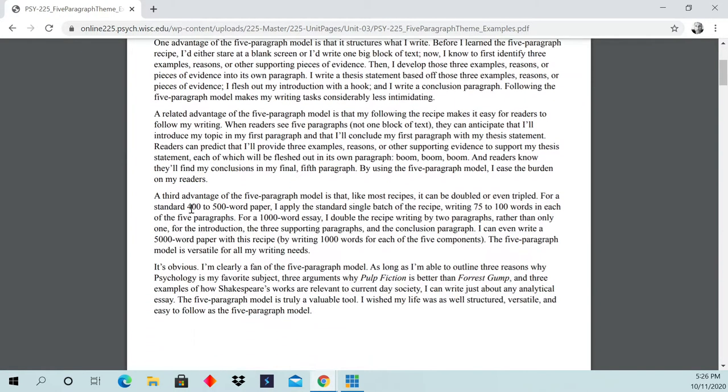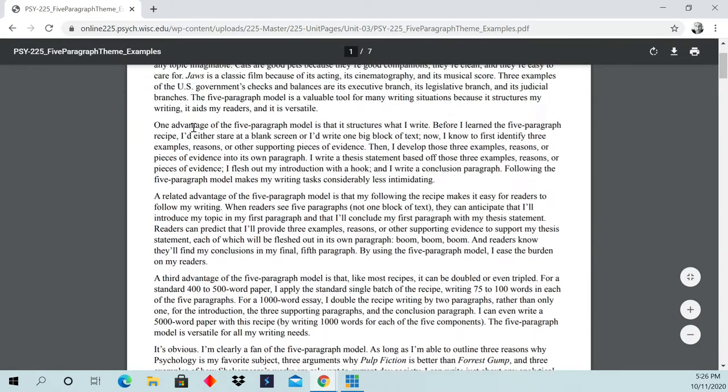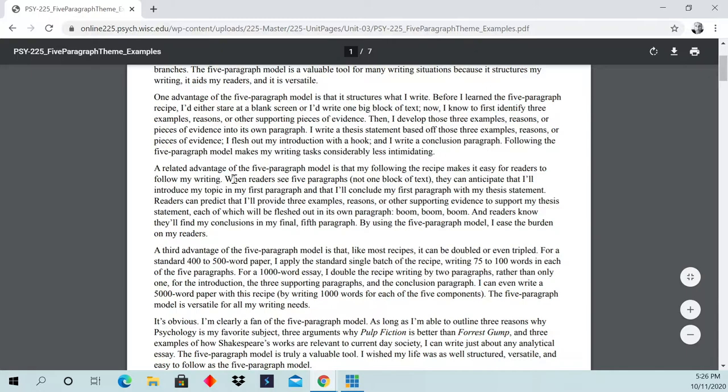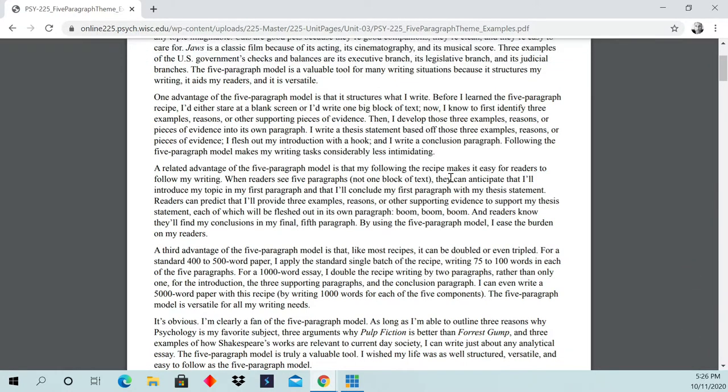However, when we get to the second main body paragraph, we should get to the second main point, which I found in my thesis. It aids my readers. Let's see. A related advantage of the five-paragraph model is that my following the recipe makes it easy for my readers to follow my writing. There it is. There's that main point in the topic sentence, the first sentence of the second main body paragraph.